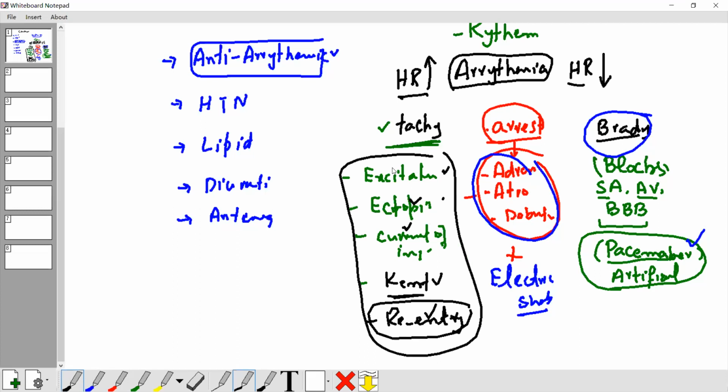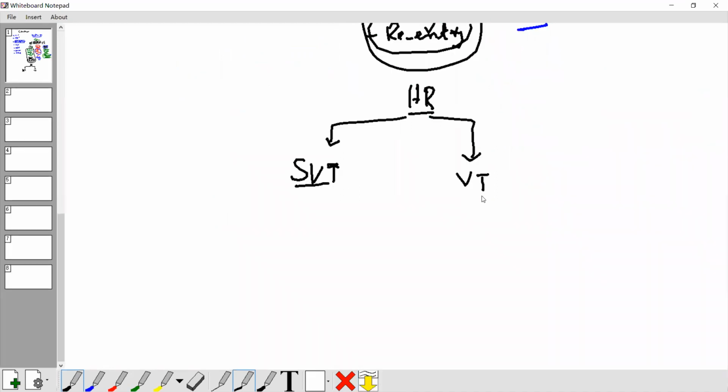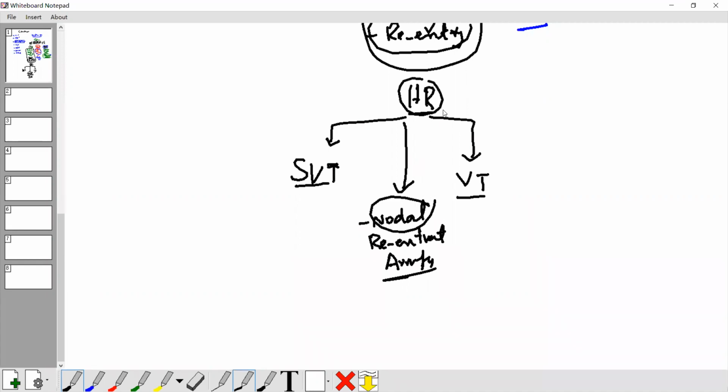Also electrolyte imbalance, alkalosis, pH disturbance. These are the causes related to tachyarrhythmia, because in tachyarrhythmia the heart rate is very high. If the tachyarrhythmias are related to the atria, they are known as supraventricular tachyarrhythmias. If they are related to the ventricle, they are ventricular tachyarrhythmias. If the problem is in the node, there are nodal re-entrant arrhythmias. So these are all things related to increased heart rate.